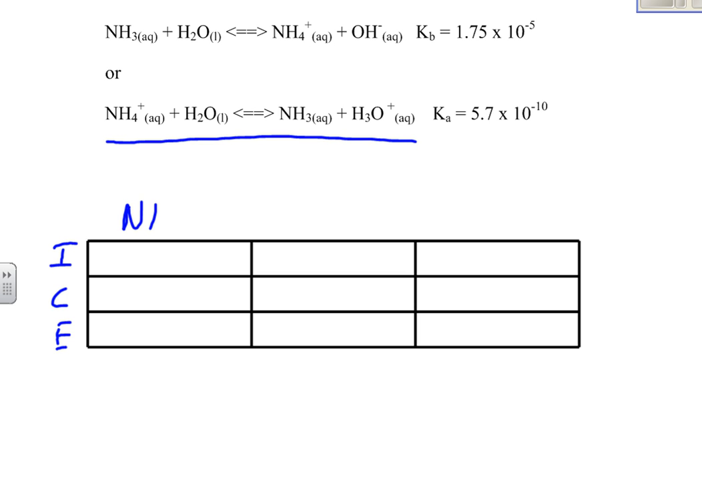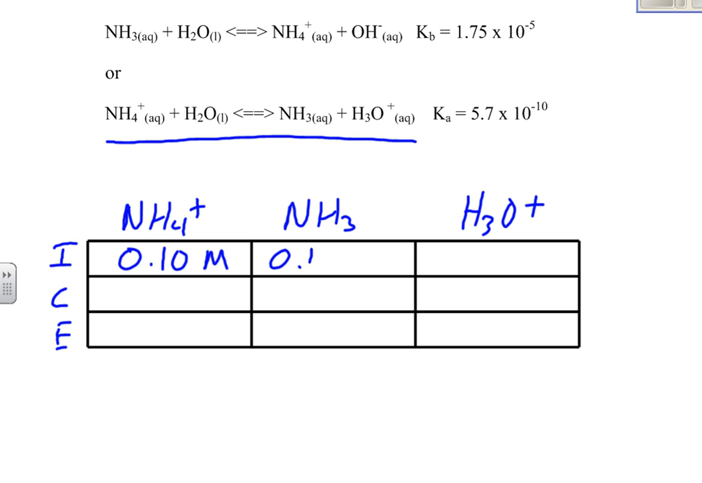So we'll have NH4 plus, NH3, and the H3O plus here. So we were told again that we started with 0.1 moles of the ammonium chloride and 0.1 moles of the ammonia in 1 liter. So that gives us 0.1 molar solutions of each of these to start with, and 0 of the hydrogen ion.